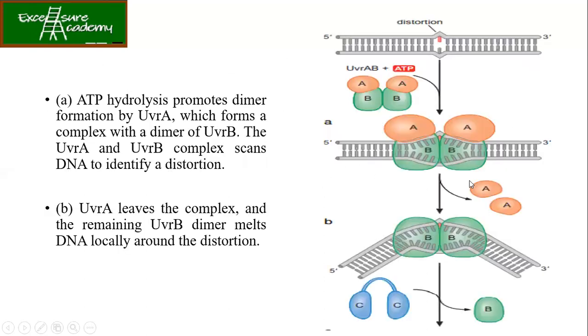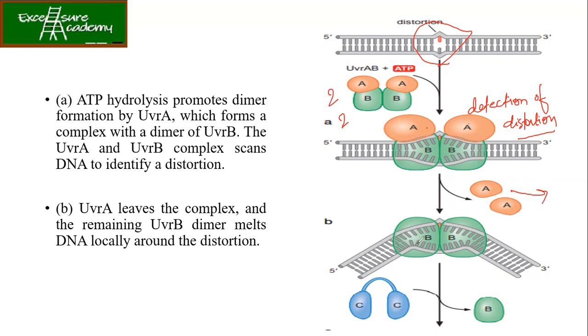Okay. Now let's see with the help of the diagram. It is the same thing. So what do we see? That there is a distortion first. Yes, we saw the distortion is there. Correct. Now UVR A, 2 subunits of A and 2 subunits of B is coming. A is responsible for the detection of the distortion. Okay, जहाँ पे भी mismatch है. Now, after this detection, UVR A is going to leave the DNA helix.